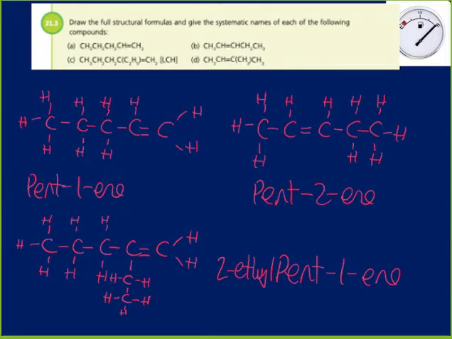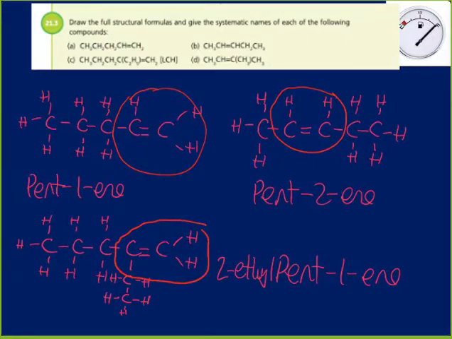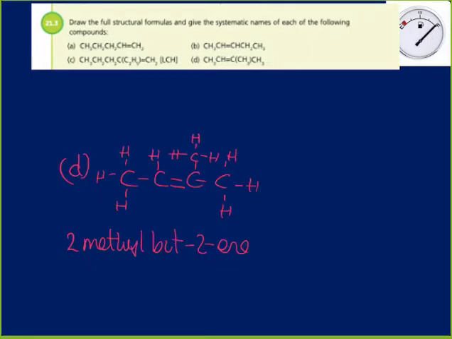It then asked you to draw some structures. So 21.3 A was pent-1-ene, B was pent-2-ene, C was 2-ethylpent-1-ene. So just make sure you have the right number of bonds coming out of these carbons. We've said every carbon can only have 4 lines coming out from it. The last one of this was a 2-methylbut-2-ene.